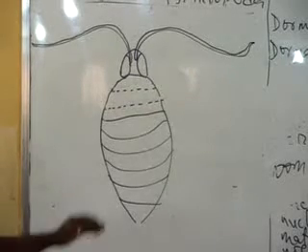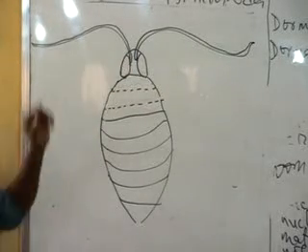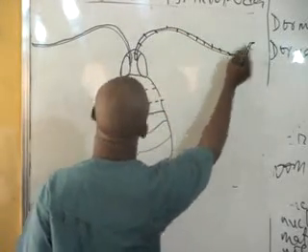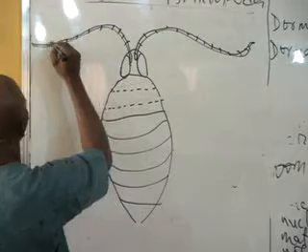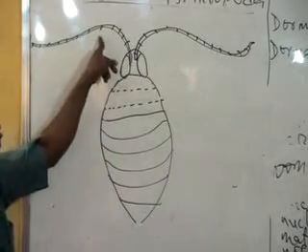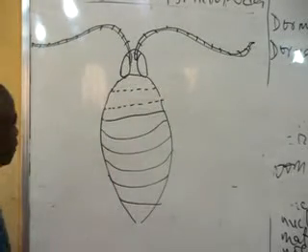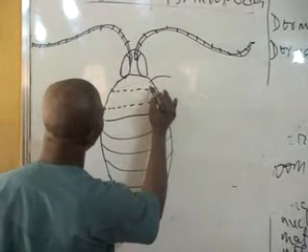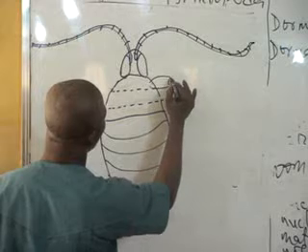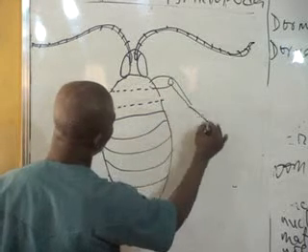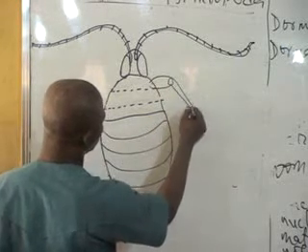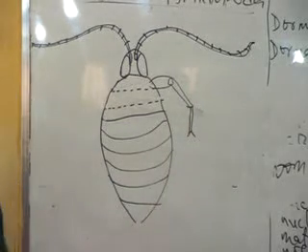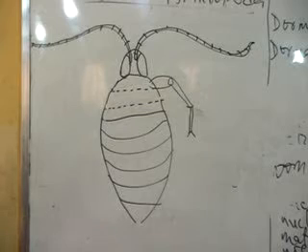So the parts of the body that are joined to this are called the appendages. We have the antenna that is joined. Then we have the working legs. The working legs are joined to the body.